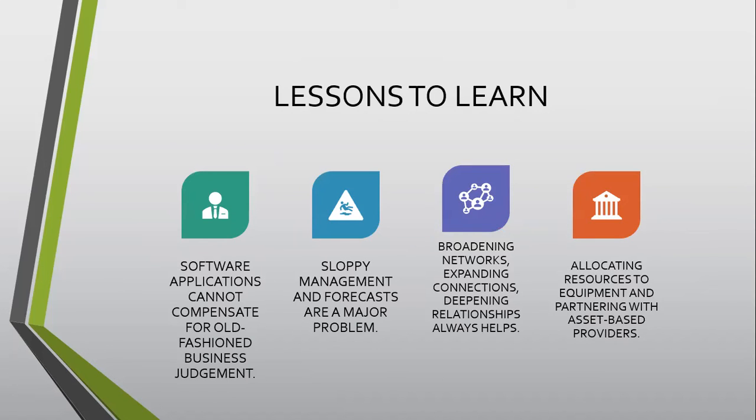The key lessons to learn from the failures of supply chains: first, software applications cannot compensate for poor business judgment, because judgment made by the human brain cannot be replaced by anything. No software application can match that. So human judgment should be given more priority over software applications, because these days everything is based on software applications. Next, sloppy management and forecasting are a major problem.